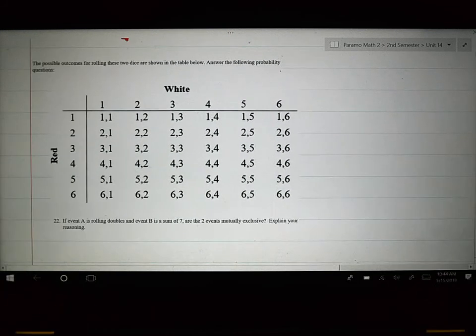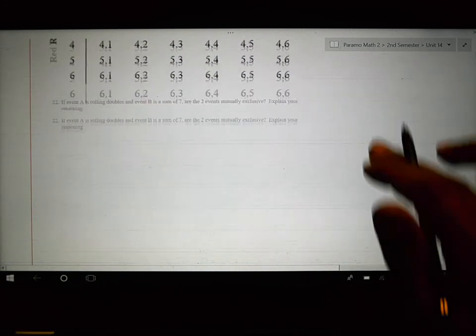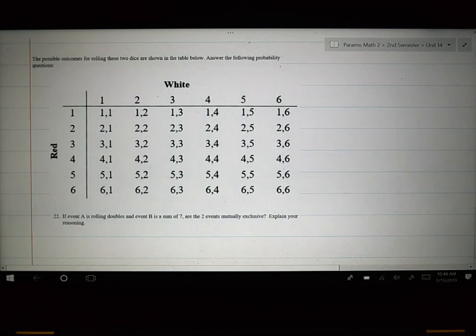Which then takes us to number 22. 22 is the last one that I'm going to do with you. And it's a good warning for me because I don't know how much probability they're going to teach you in next year's math class, Math 3. But probability is the chances of things happening.